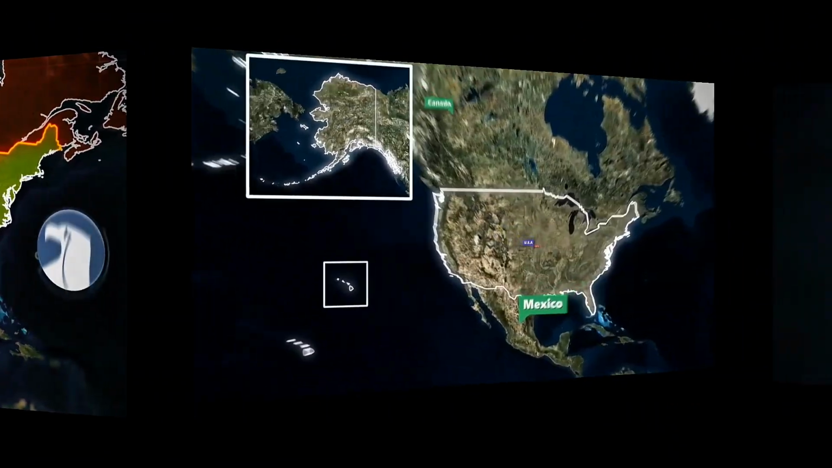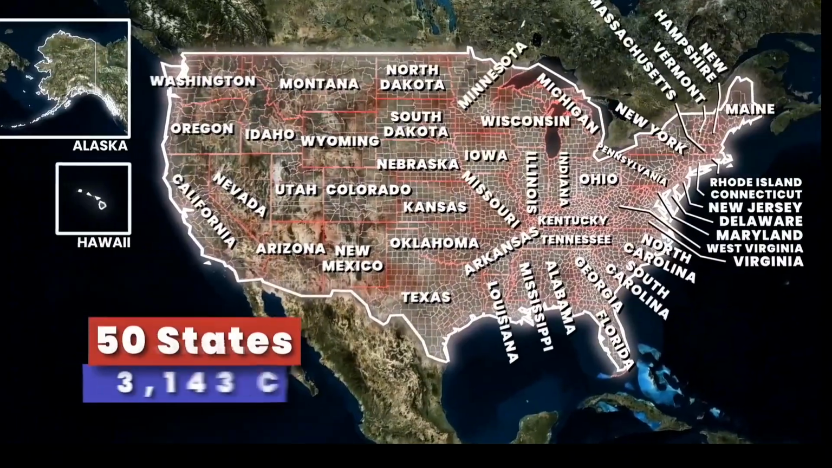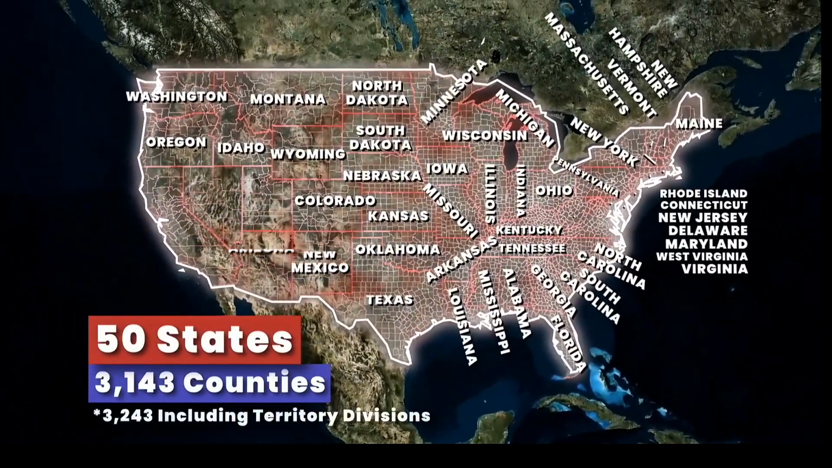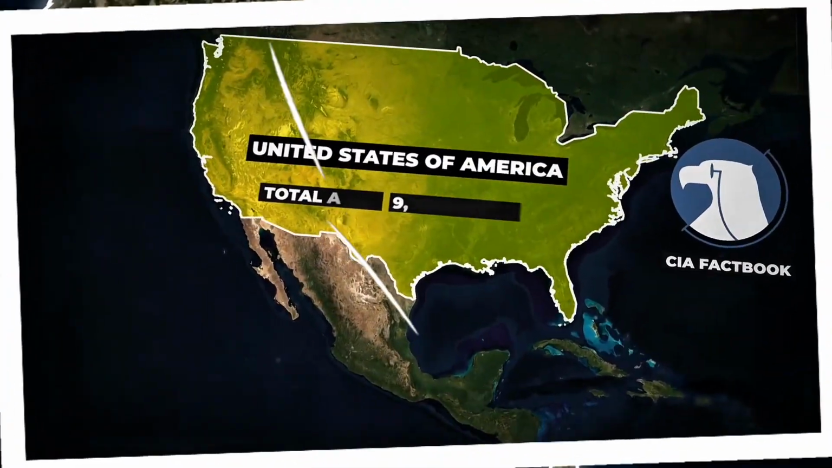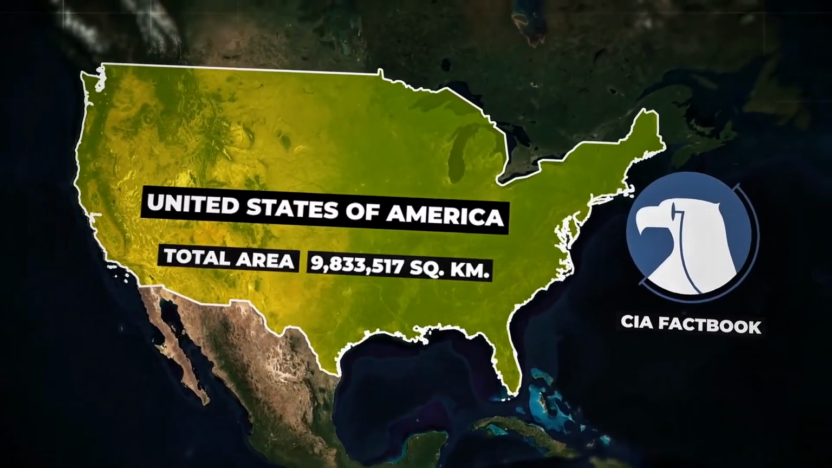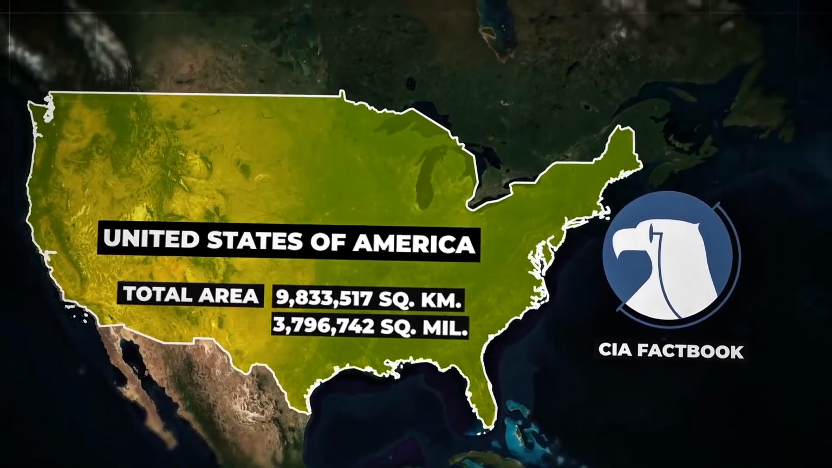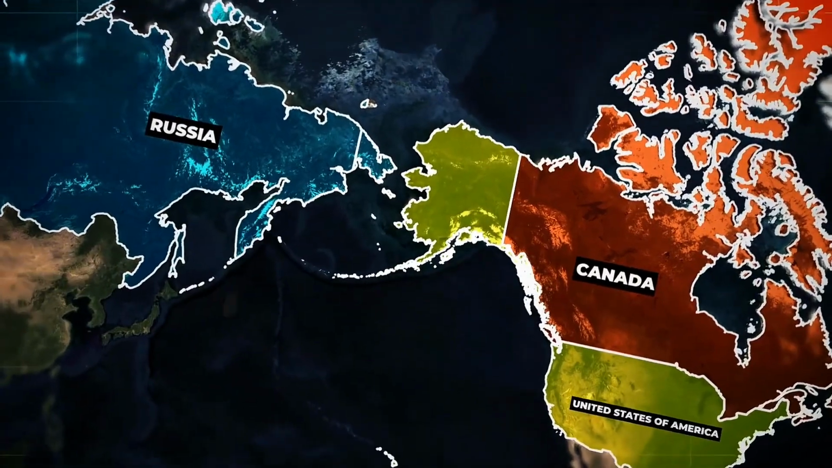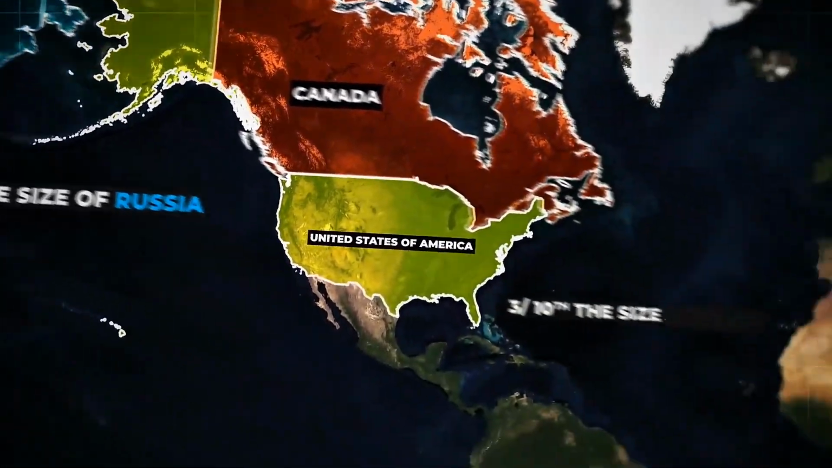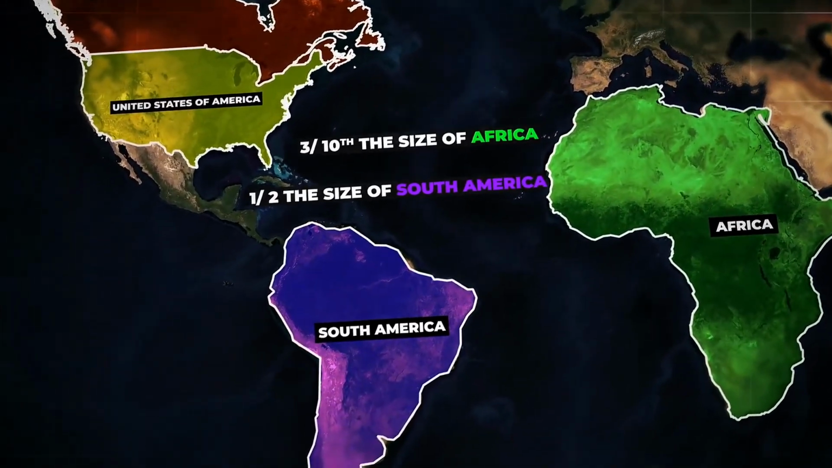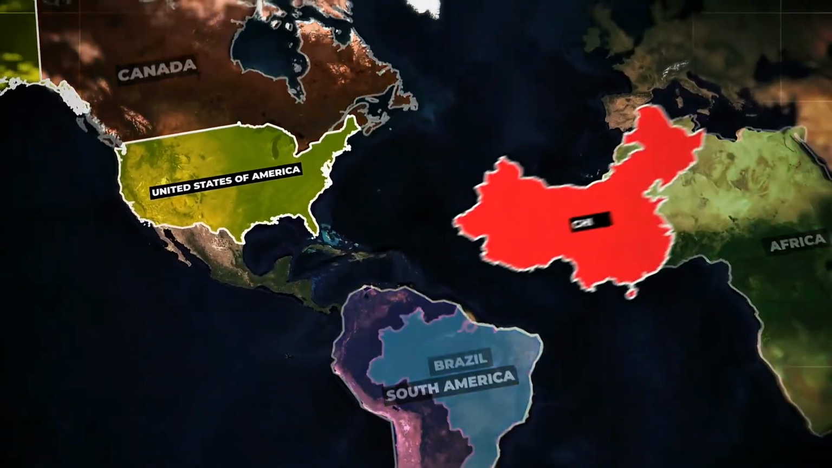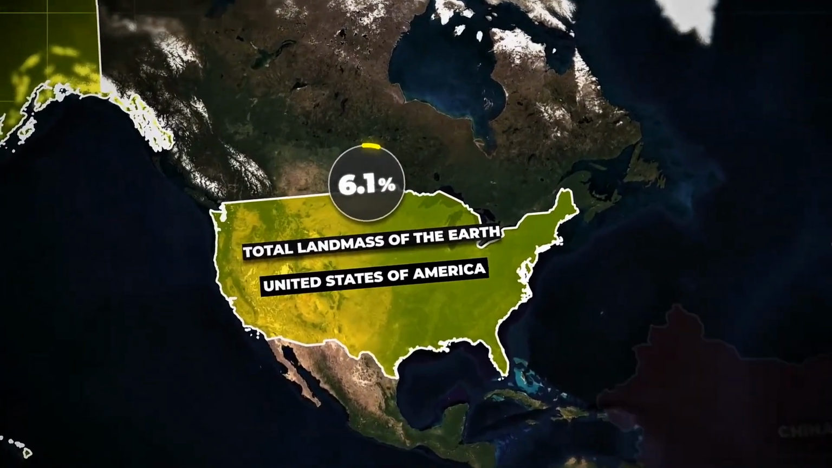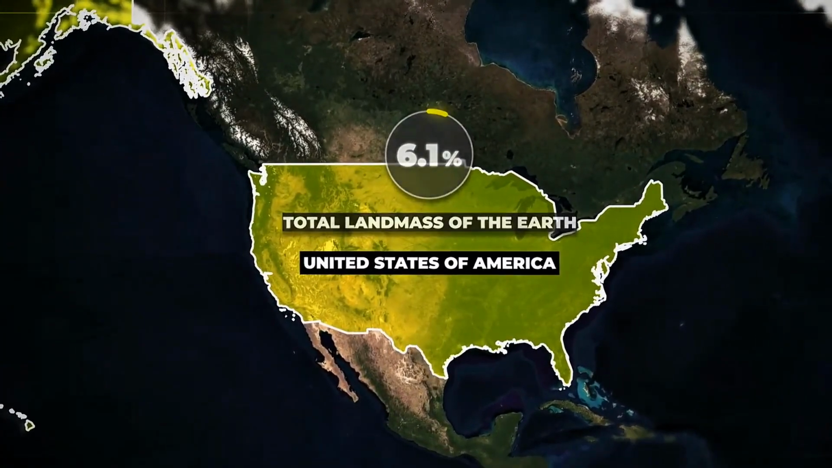The country consists of 50 states divided into 3,143 counties, or county equivalents, 3,243 if you include territory divisions. With a total area of about 9.8 million square kilometers, the US is the third largest country in the world, after Russia and Canada. The US is about half the size of Russia, about 3/10 the size of Africa, about half the size of South America, slightly larger than Brazil, slightly larger than China, and more than twice the size of the European Union. This area is approximately 6.1% of the total land mass of the Earth.